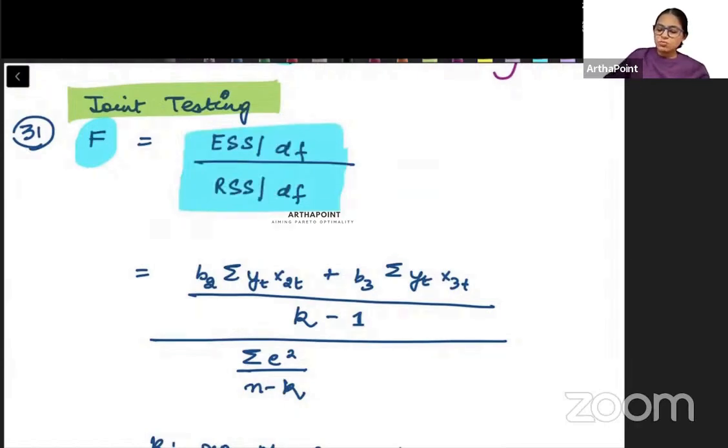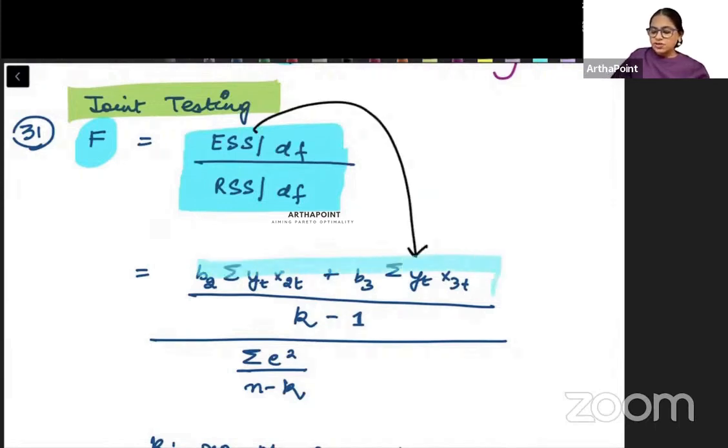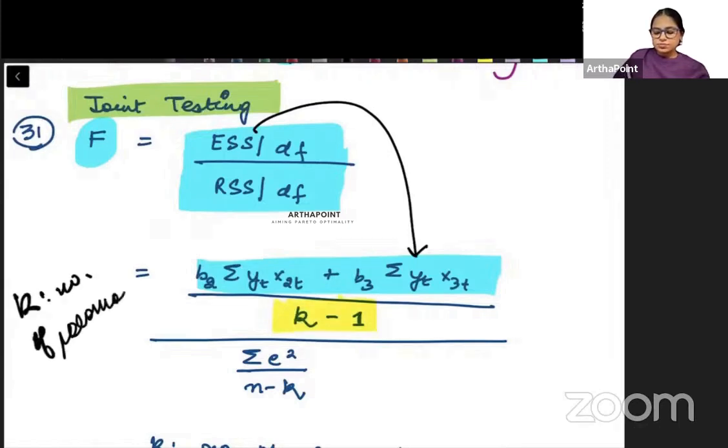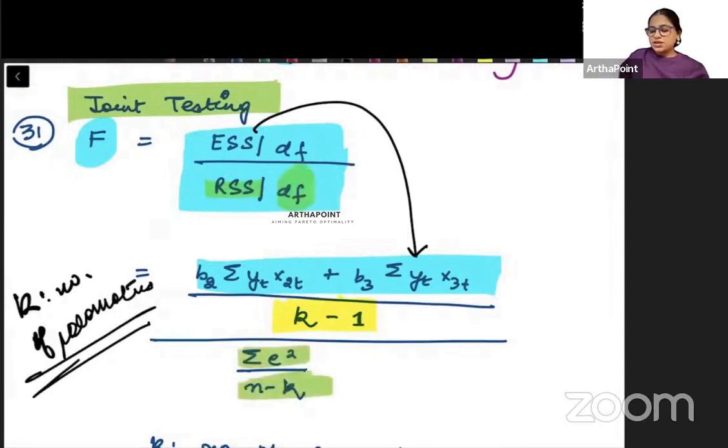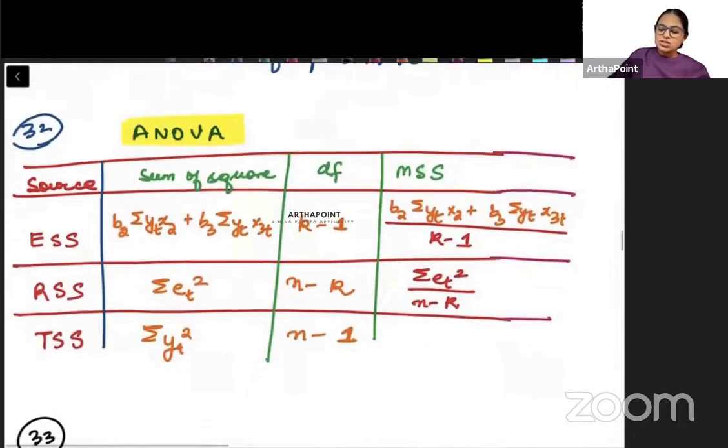तो ESS का फॉर्मूला बेटा हमने ऑलरेडी पढ़ लिया है. This is the formula of ESS. The degrees of freedom of explained sum of square is k minus 1, where k is the number of parameters. Whereas RSS हो जाता है summation e square and the degrees of freedom of RSS is n minus k. Now this is the ANOVA table beta. This ANOVA table uses the same information.